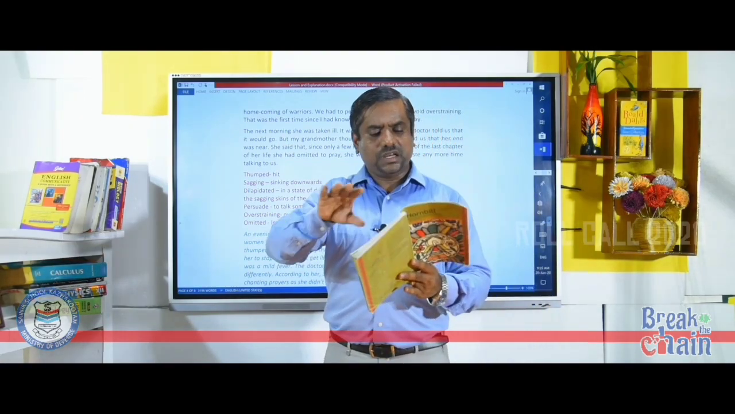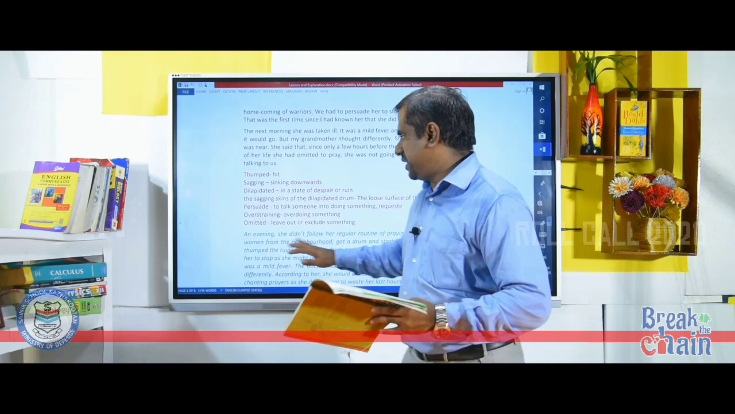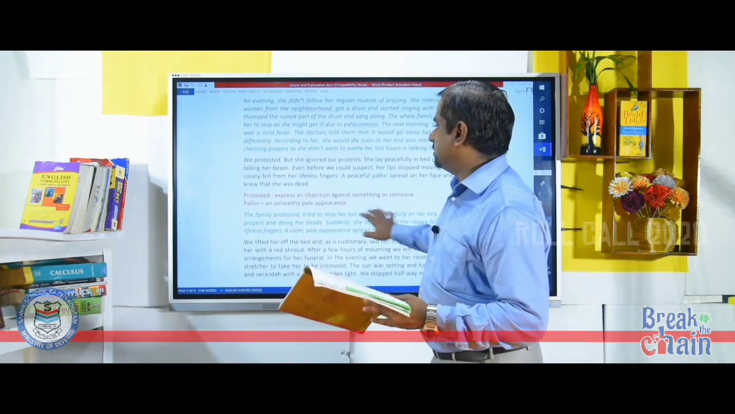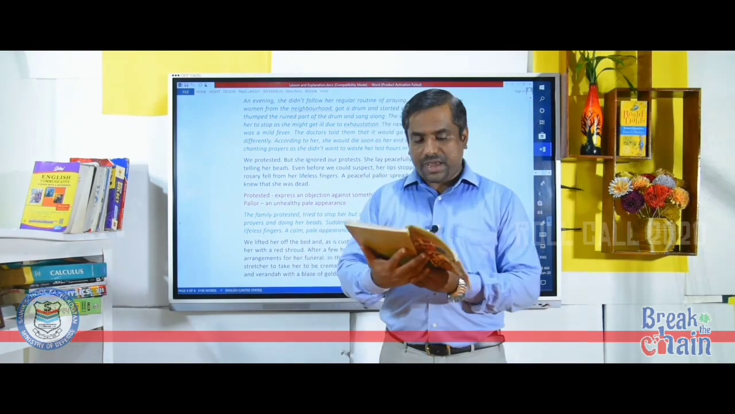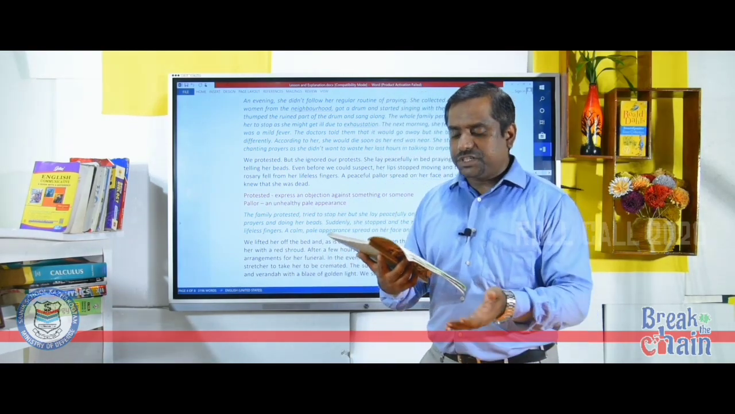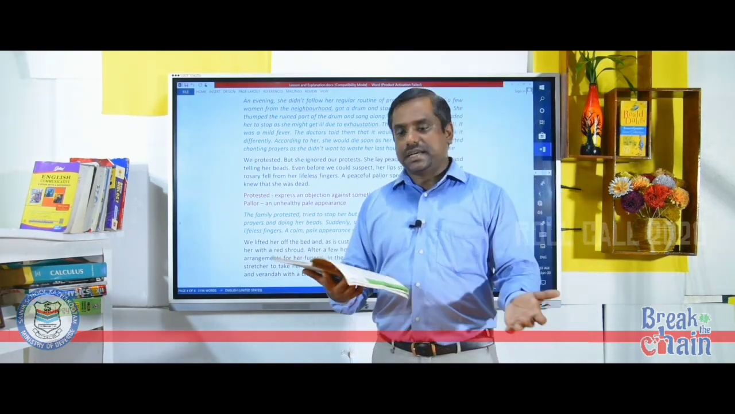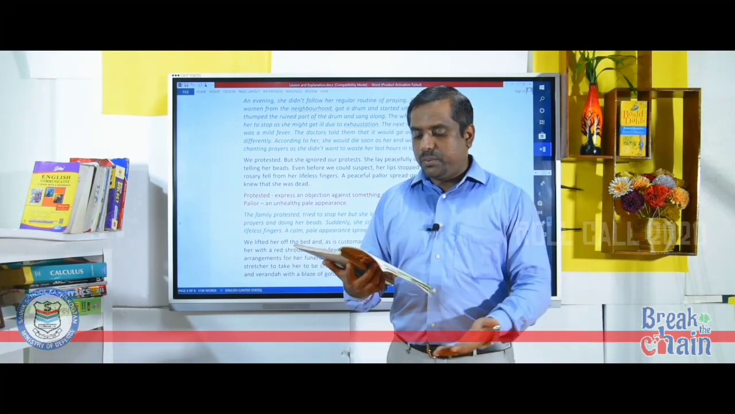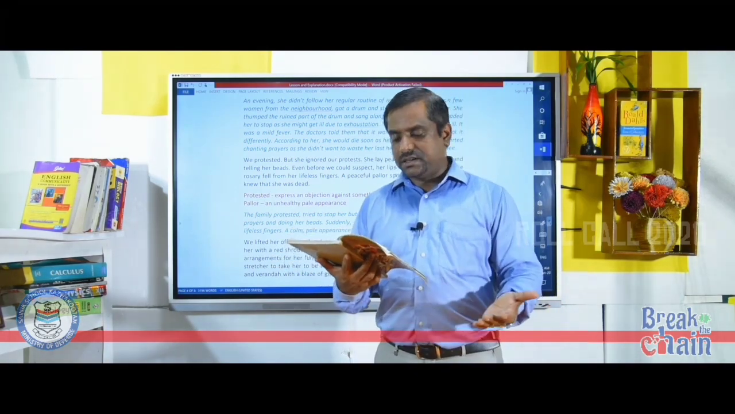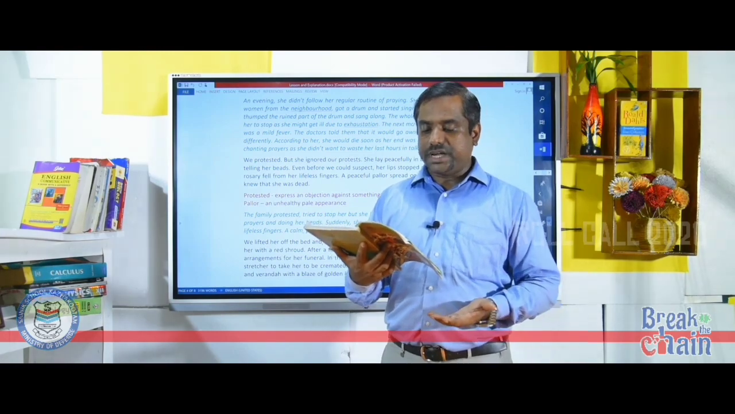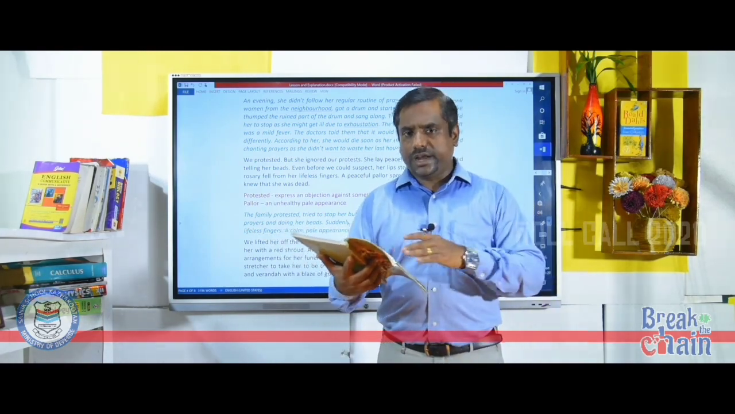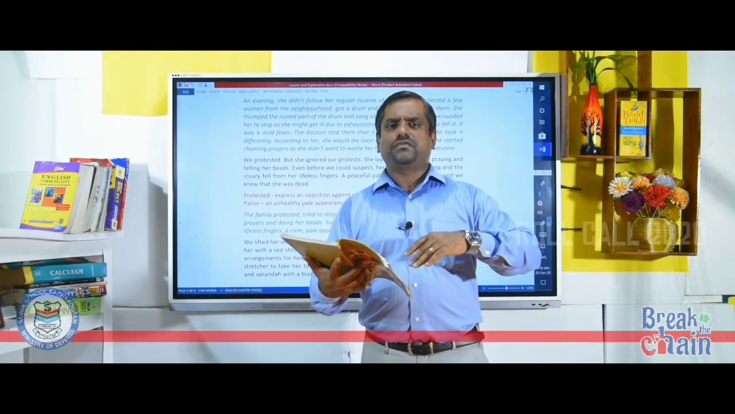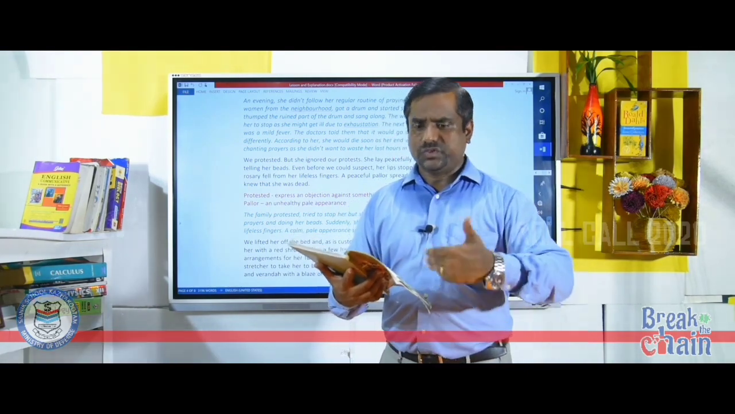A peaceful pallor. Pallor means a kind of change on her face; an unhealthy pale appearance. We lifted her off the bed, as is customary, laid her on the ground and covered her with a red shroud. Red shroud means a red kind of shawl or a kind of cloth that was wrapped around her.